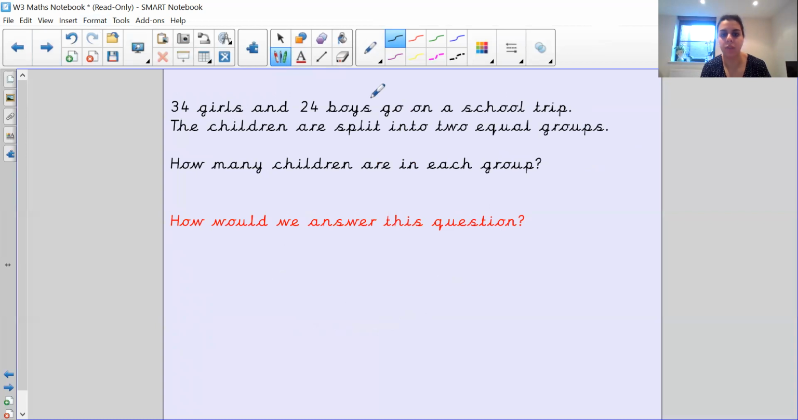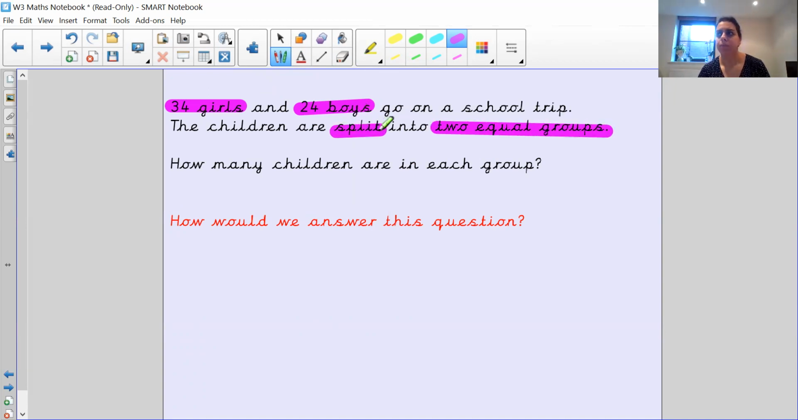34 girls and 24 boys go on a school trip. The children are split into 2 equal groups. How many children are in each group? So again, I'm going to highlight the important parts. 34 girls. 24 boys go on a school trip. The children are split into 2 equal groups. Split into groups. I like to pause the video and have a think. Which symbol am I going to use in my number sentence? If I'm splitting things into groups, I'm sharing things into groups. Pause the video now.